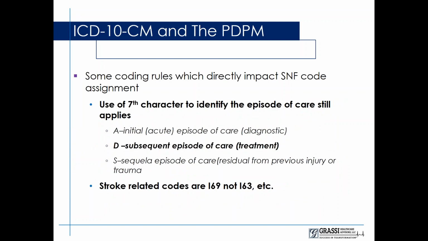The use of the 7th characters, again, this is going to be really important. A for initial, D for subsequent episodes. And then, again, making sure you're using your book and you have your internal clinical champions. This is just a tidbit of information here: the stroke-related codes are I69, not I63. Next slide.